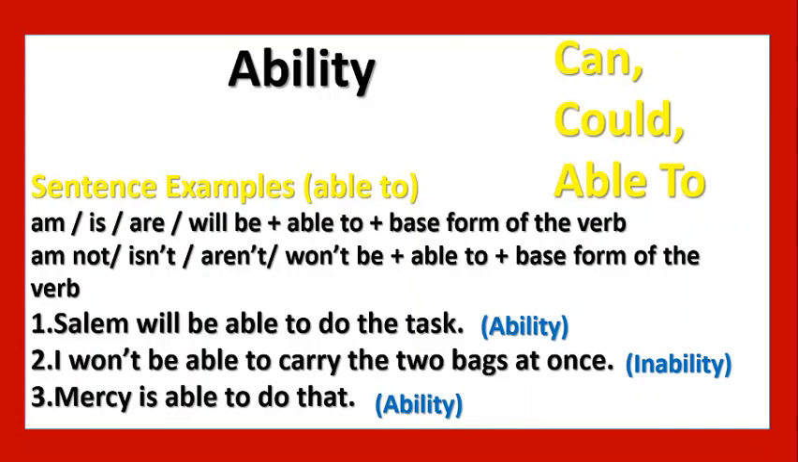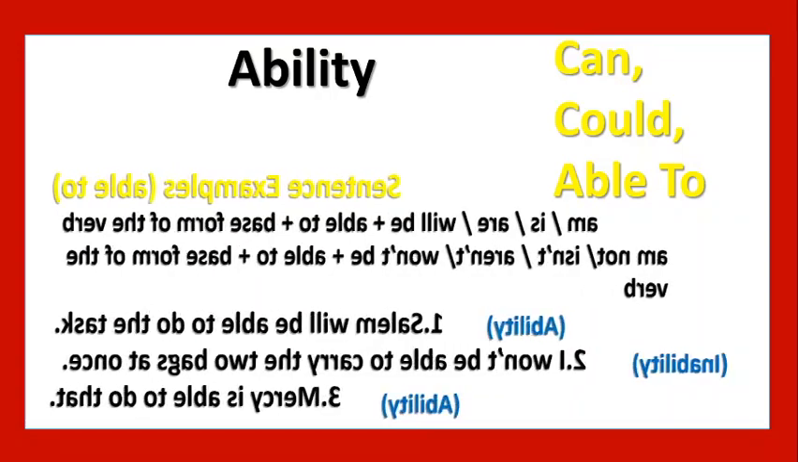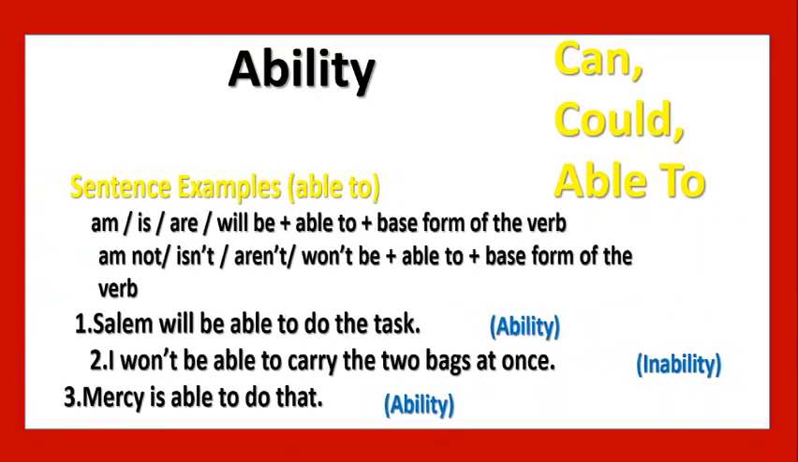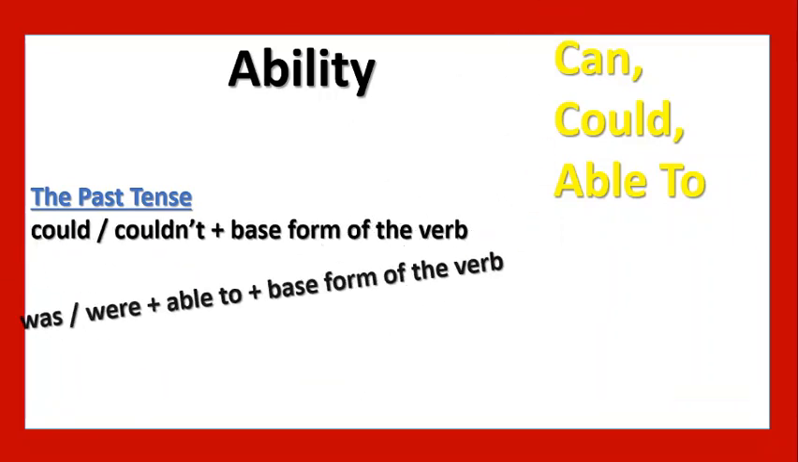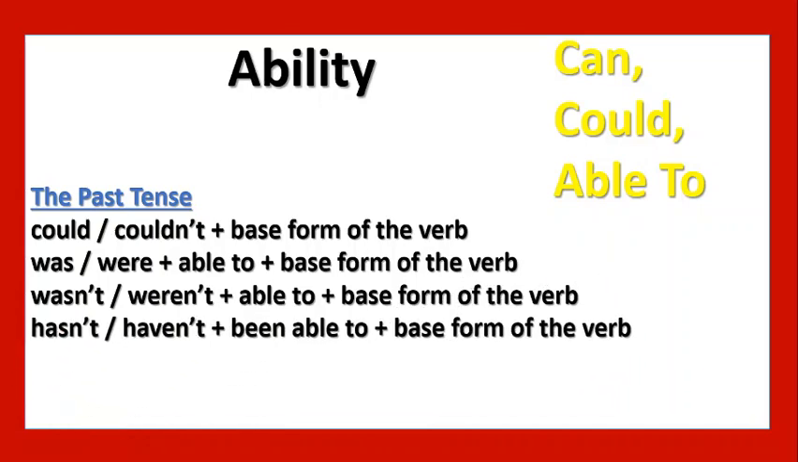The use of past tense of the verbs can, could, and able to. So we have used can, we have used able to. What is the past form of can? Could. Since we have used can and able to, definitely our focus will be on could. Beautiful. So we can use could plus the base form of the verb to show ability, or couldn't plus the base form of the verb to show inability. Look at this sentence. When I was a child, I could climb trees.